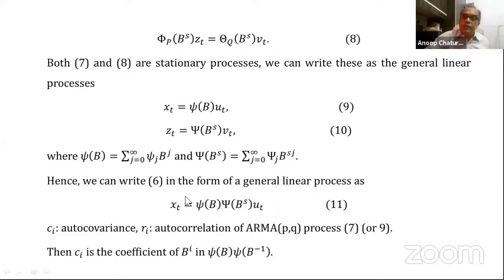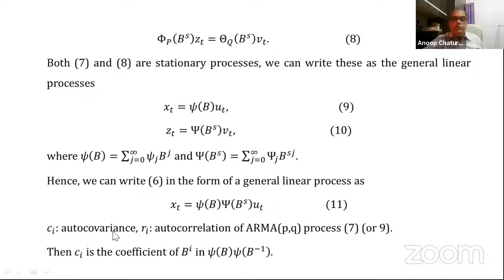Right? And then Xt can be written in this form, capital Psi of B as Ut. So this is also a general linear process. So what we have done, first we have removed the non-stationary part after taking the differences. Then we have written the process in two parts. First part, equation 7, as just the regular ARMA part, and the second part, equation 8, has just seasonal auto-regressive and moving average parts. Then we have written both of these parts as general linear processes, right? And then you can combine these two in this form, right?